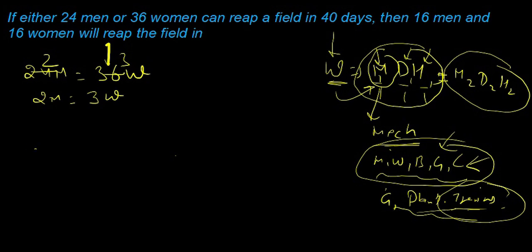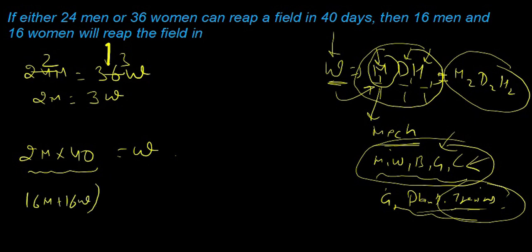So 2 men can reap a field in 40 days. So this is going to be the work done. Then 16 men and 16 women will reap the same field in, let's say, D days. So we need to complete this work. This is also work done, so I think we should equate this.